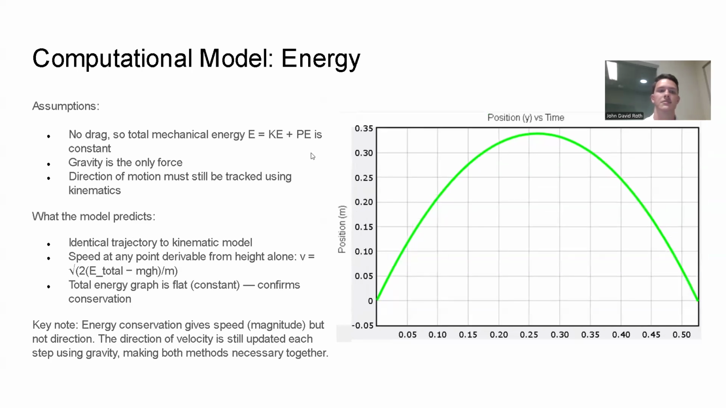This is the energy computational model. No drag, total mechanical energy: E equals kinetic energy plus potential energy. It's the same graph.